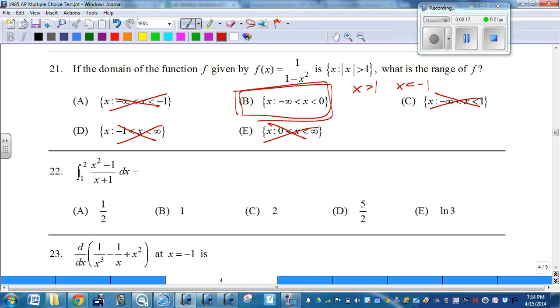Why is it in this case? Because it has a possibility of being 0 or positive here, which we know is not going to happen.